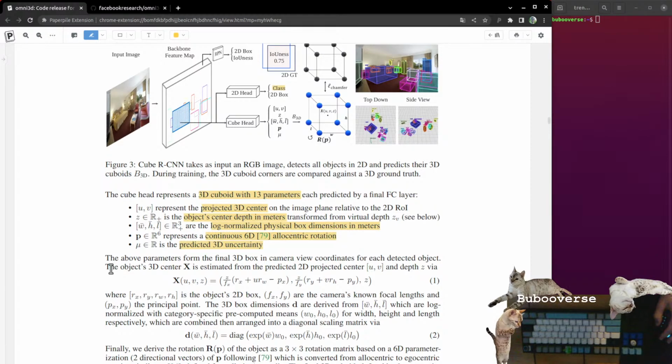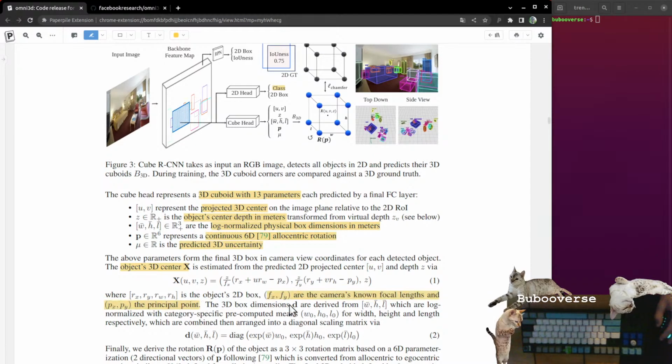Okay, the object's 3D center X is determined from the predicted 2D center and the depth. So this is just doing a bunch of camera math and triangles in order to get the 3D center X of the object from these numbers that we were looking at, basically going out from image space. Yeah, this is focal length and principal point.